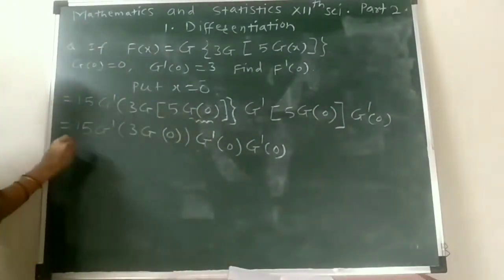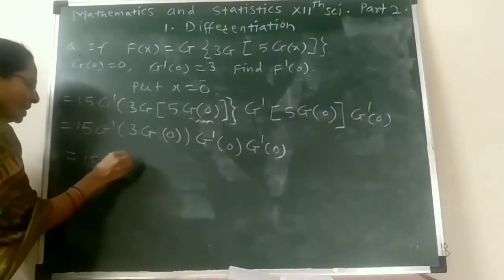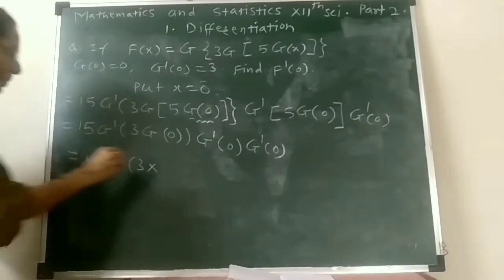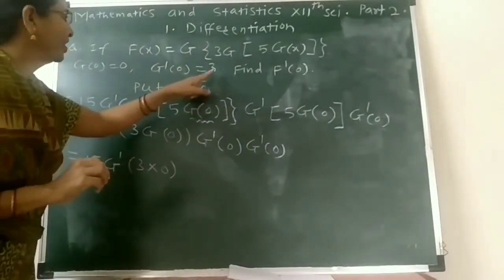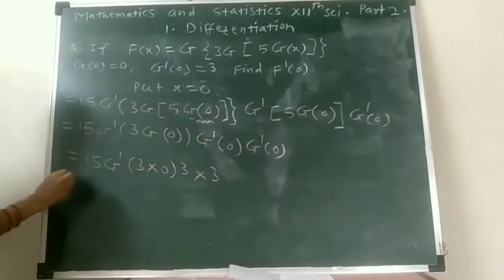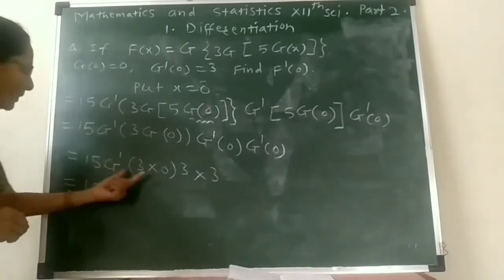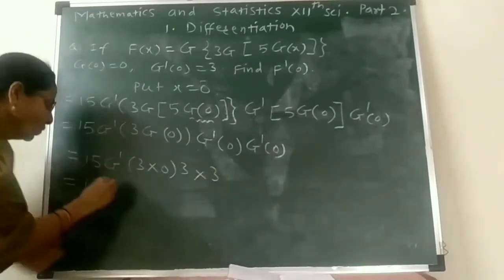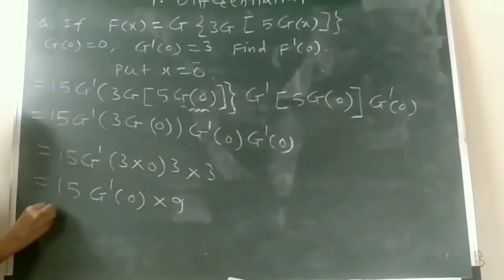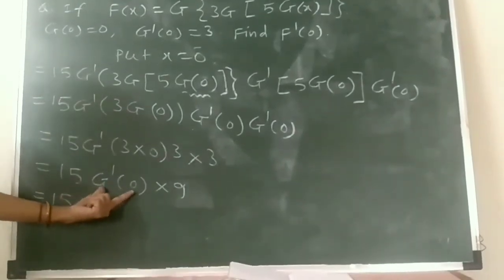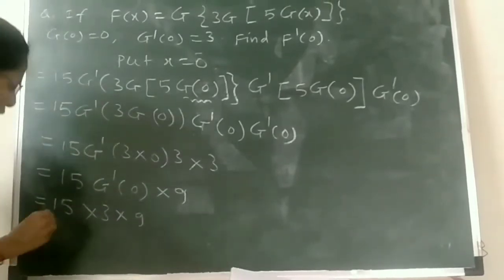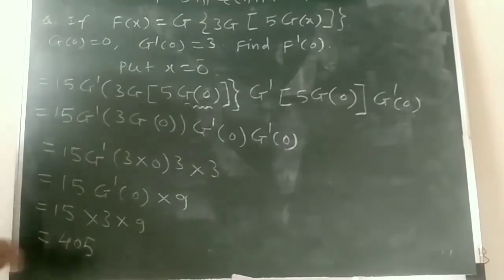Put all the values. 15 g dash 3, g0 is 0, g dash 0 is 3, again g dash 0 is 3. 15, this is 0, so g dash 0, and this is 9. 15, g dash 0 is 3 into 9. This product is 405. This is the answer.